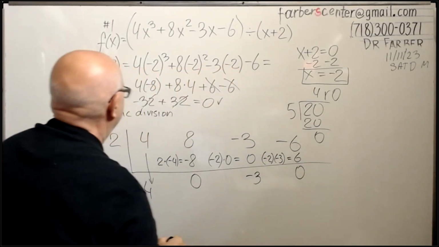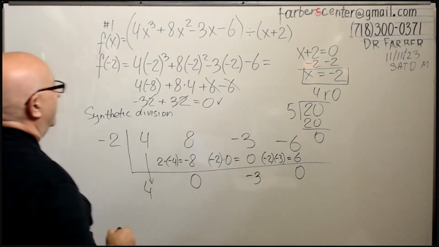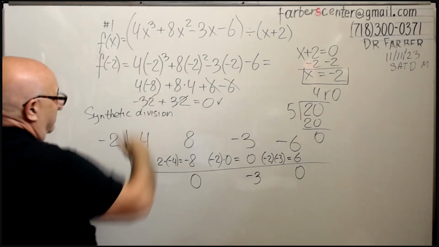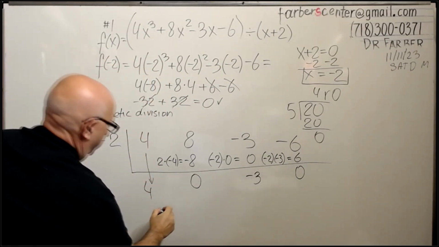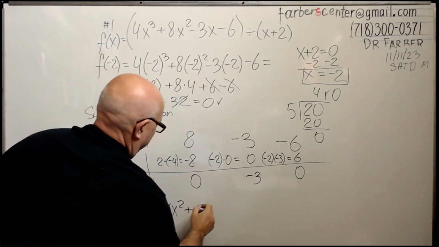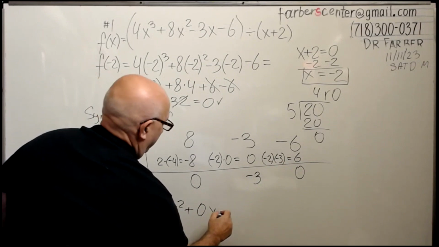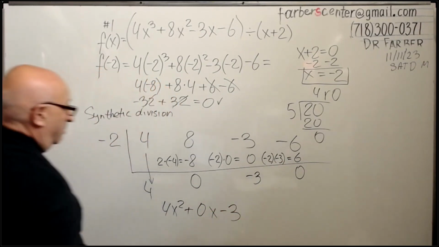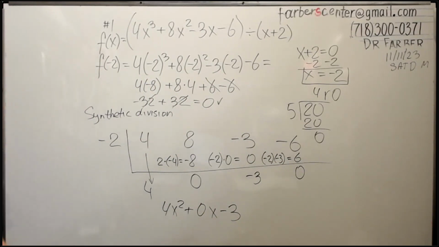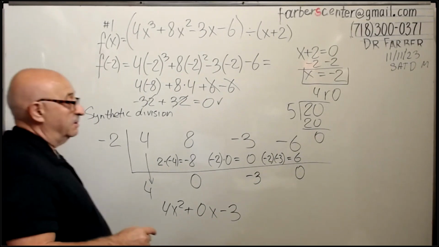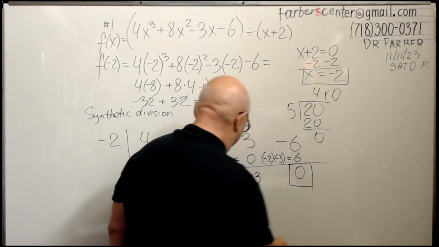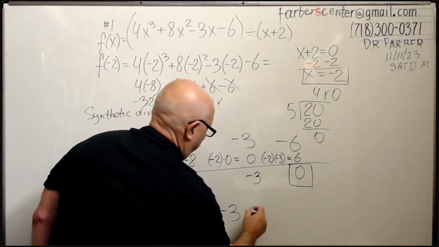And you can write, since when you divide, the power of the third decreased by 1 because you divided by x, it would be 4x squared plus 0x minus 3. Definitely you can omit this 0x. And what is good from this, you can answer the question, what is the remainder? Remainder is 0. This is our remainder. We get the second way.